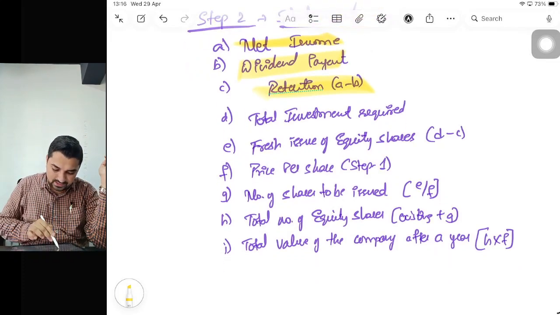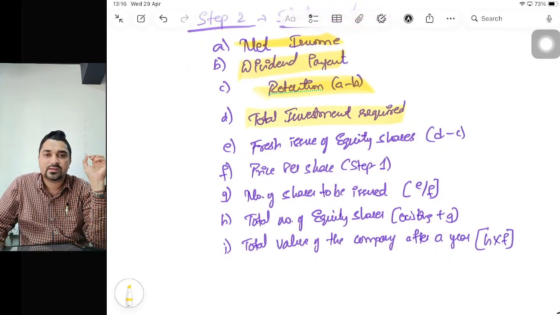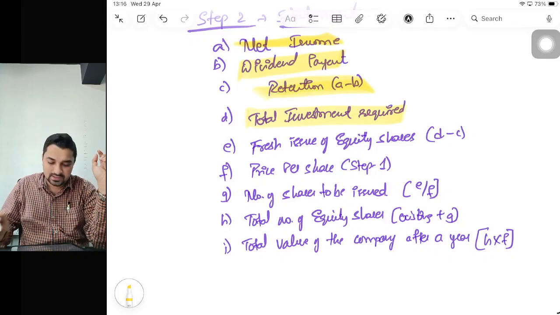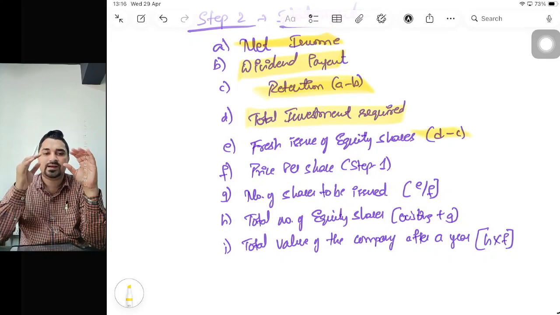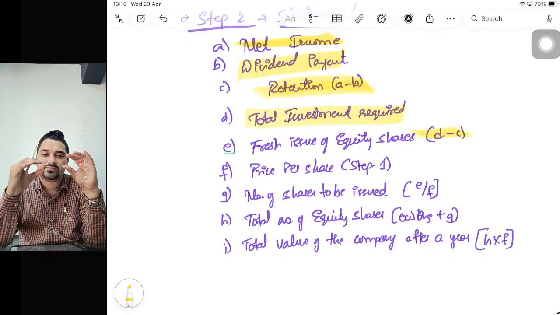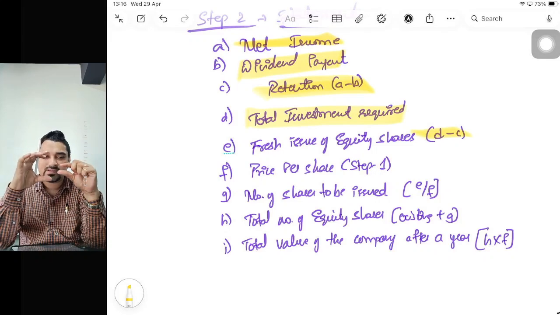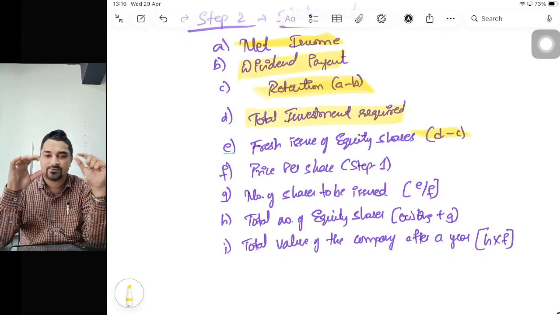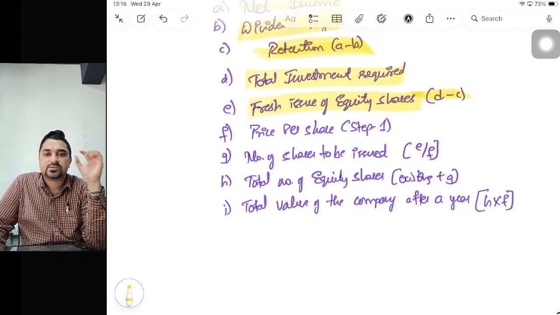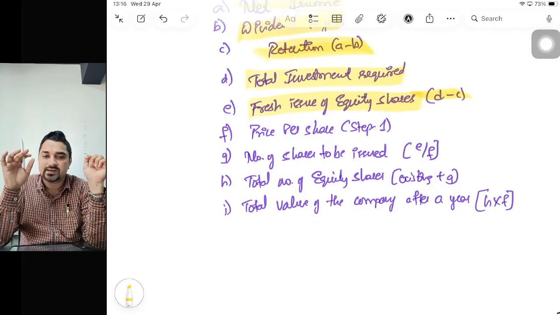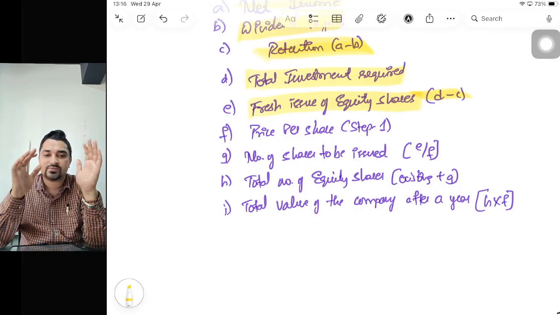Then you need to compare that with the total investment required. It will be given in the question. Then if you do C minus D, total investment required minus the retained earnings that you already have, since out of the total investment required some portion you already have, that will give you the fresh issue of equity shares.